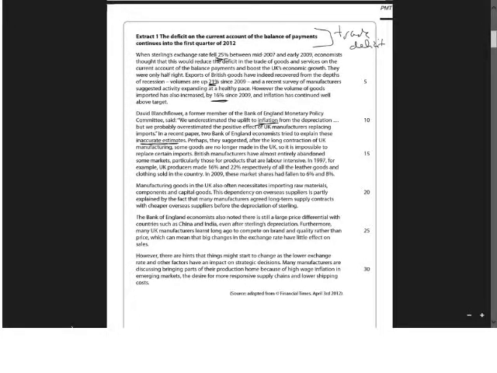It says here, perhaps after the long contraction in UK manufacturing, some goods are no longer made in the UK, so we have a loss of our comparative advantage or a loss of a specialisation. British manufacturers have entirely abandoned some markets, particularly those for products that are labour intensive. That links into that point. And it gives an example there of, in 1997, UK producers made 16 and 22% of all leather goods and clothing sold in the country. In 2009, these markets were 6% and 8%.